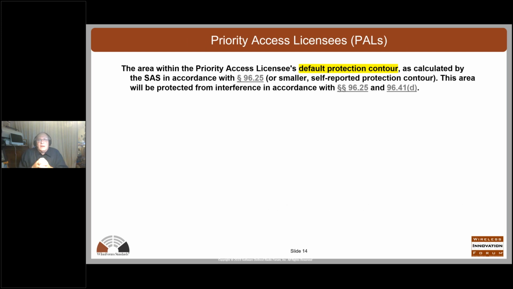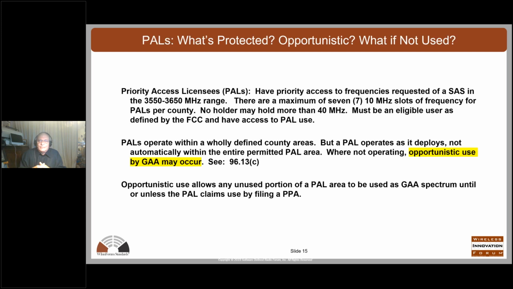So the area of the protection is called the default protection contour, and it's protected by the SAS. And we'll go into more detail about that in a little bit. Move on to slide 15.